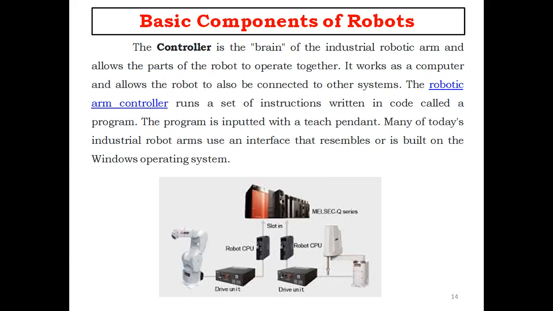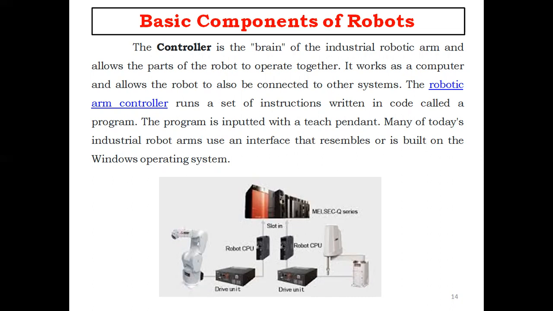And what does the controller do? It allows all the parts of the robot to operate together. Here the controller is the brain of the industrial robotic arm, and it allows the parts of the robot to operate together. Apart from that, it works as a computer, and it allows the robot to be connected to other systems.